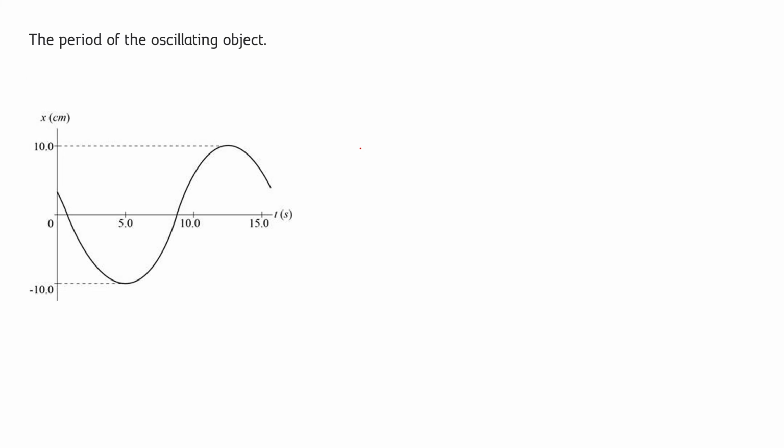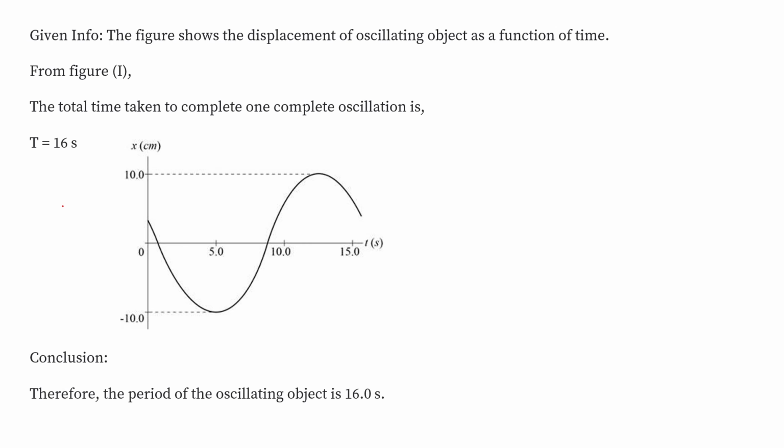Now let's move forward. Here we have to calculate the period of oscillation. As we can see, in order to complete one complete oscillation, the time required is 16 seconds. As you can see here, it required a total time of 16 seconds. So from here we can say that the time period of oscillation is equal to 16 seconds.